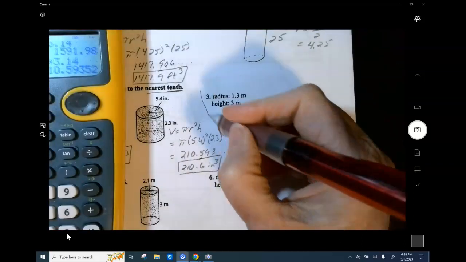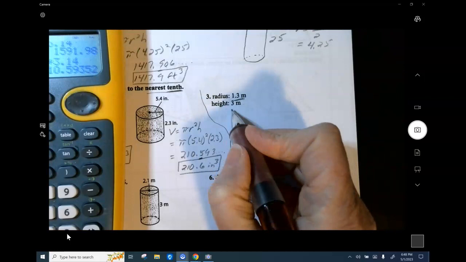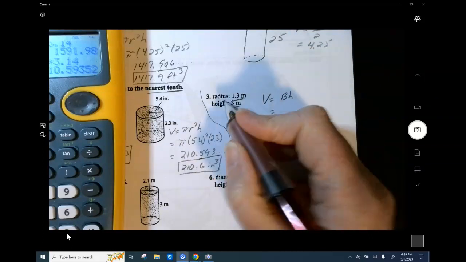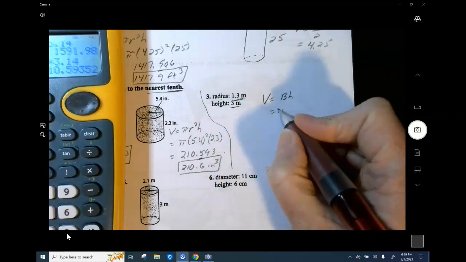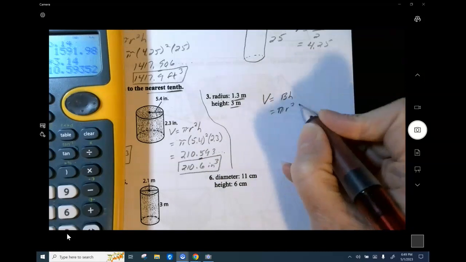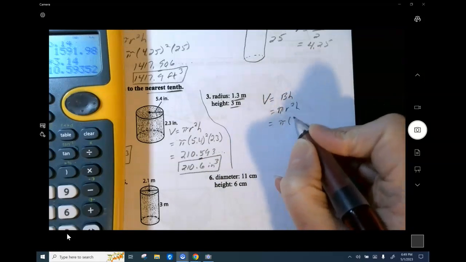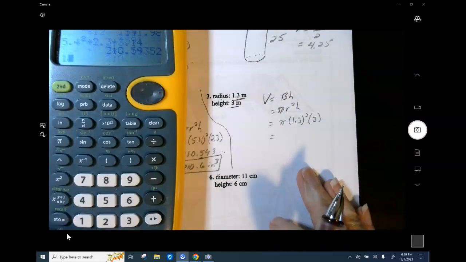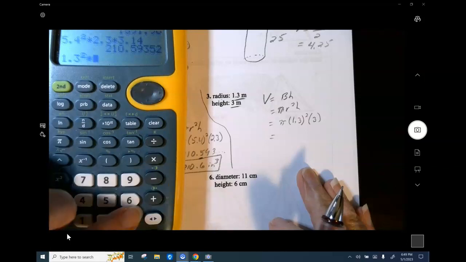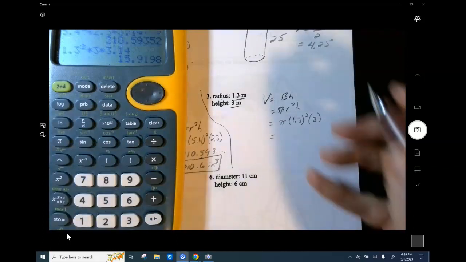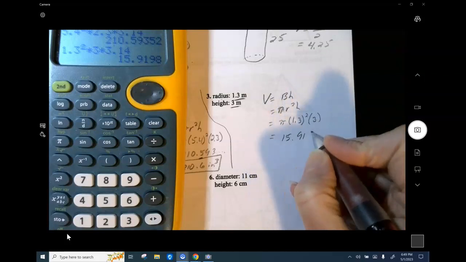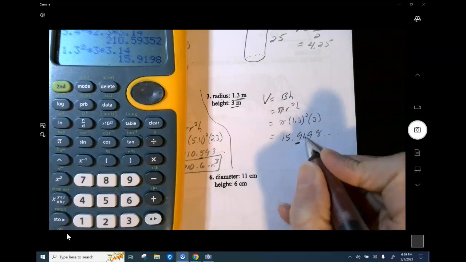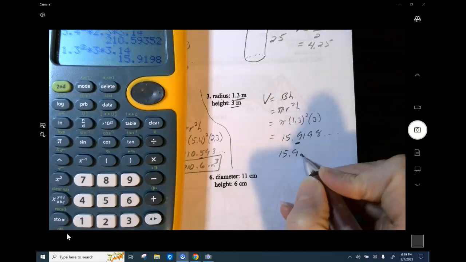Okay, now this one, we don't have a picture, but it gives us the radius and it gives us the height. And we know that volume is the area of the base times the height. The base is a circle because I talk about a radius, so pi r squared h. So we're going to have pi times radius squared times height. Take your calculator. 15.9198 blah blah blah blah. Round to the nearest tenth. 5 or above, give it a shove, so 15.9 meters cubed.